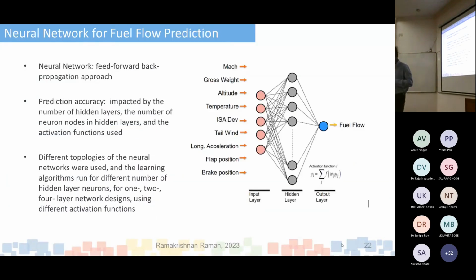Then you can start feeding. So in this case, you had 9 parameters that you had to feed into a neural network and let it learn the correlation between these 9 parameters and the fuel flow.